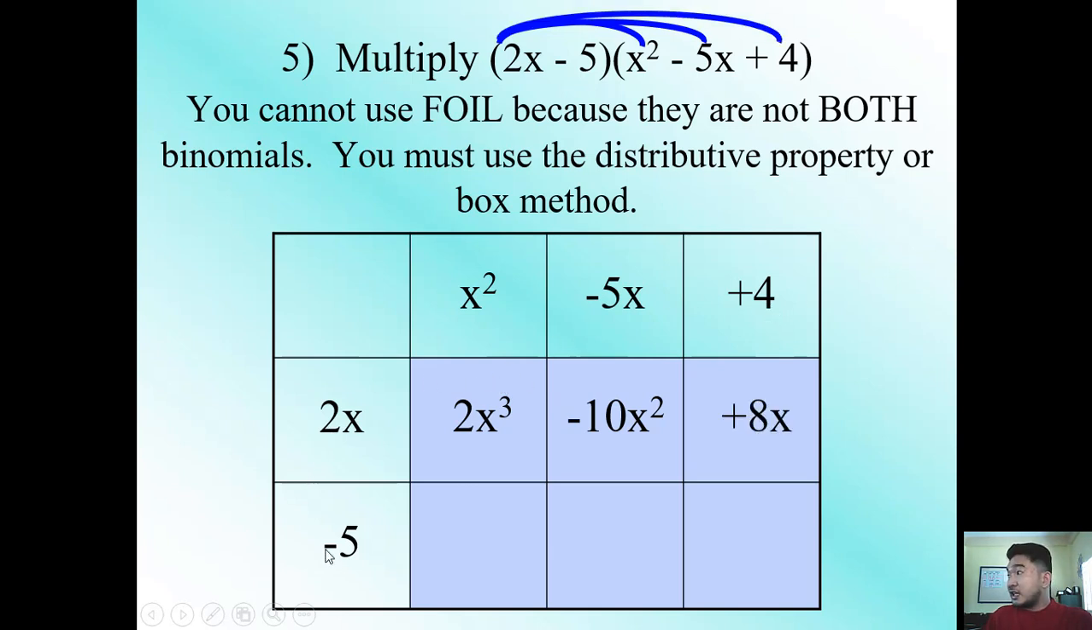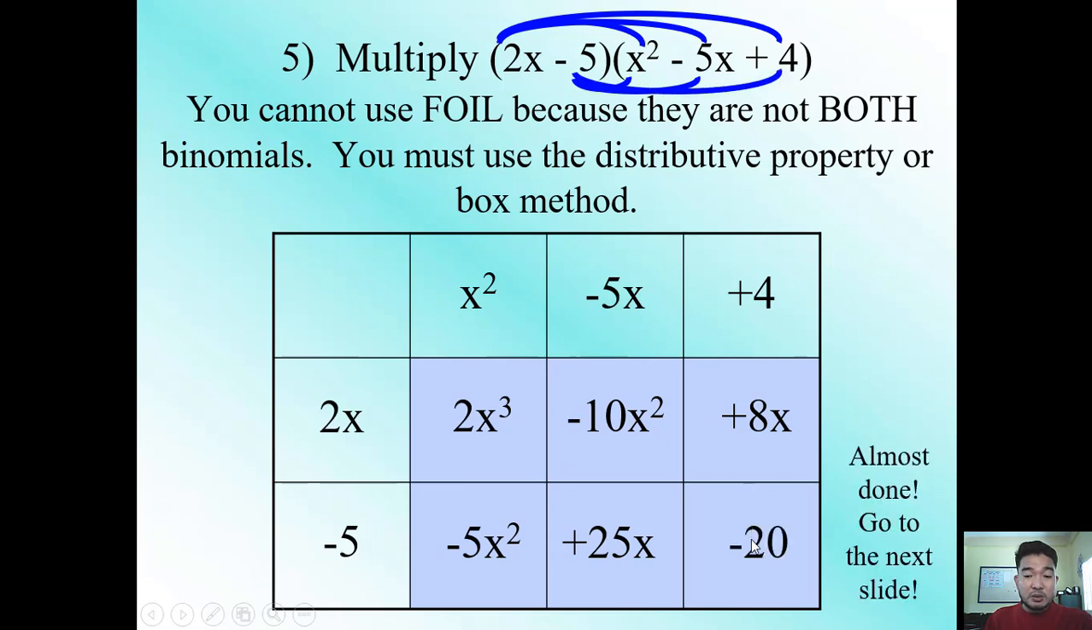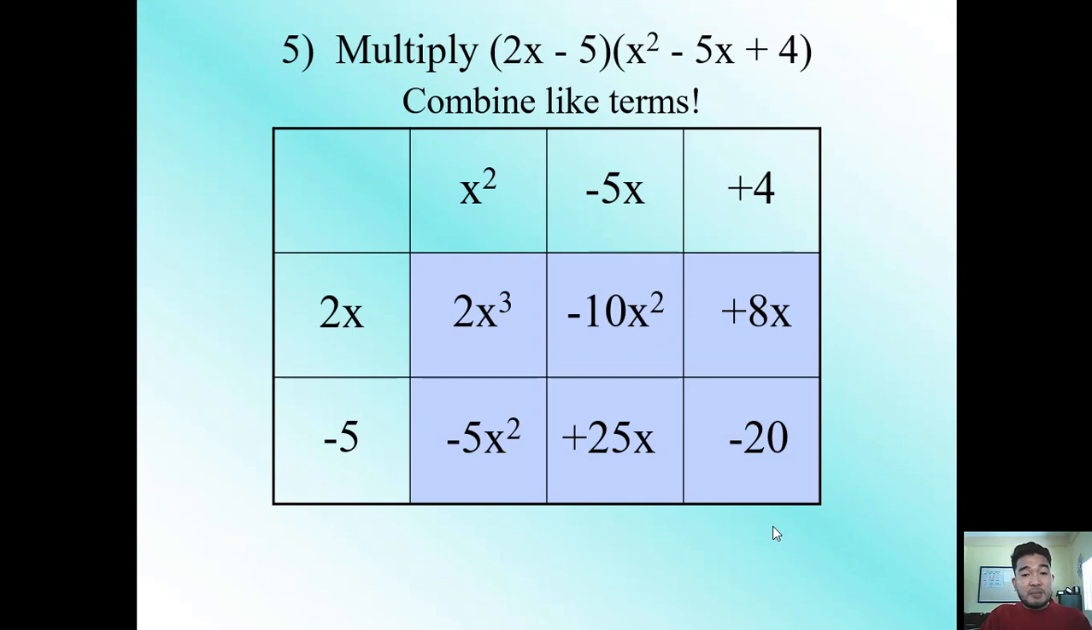We move on to negative 5. Negative 5 times x squared is negative 5x squared. Negative 5 times negative 5x is positive 25x. Negative 5 times 4 is equal to negative 20. We are almost done. Just go to the next slide to really find the product. We combine the like terms.